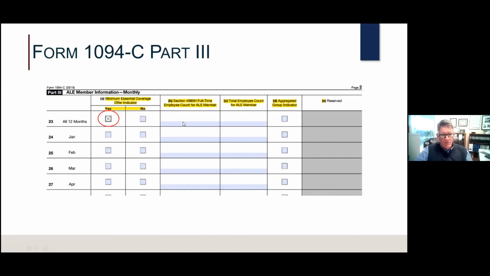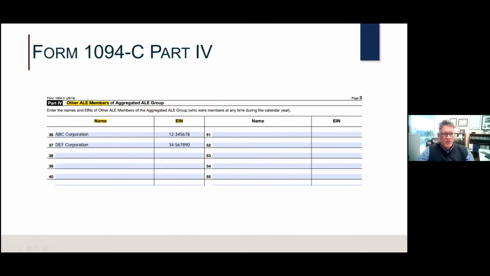Column B, your full-time employee count for the given month, and then your total employee count, that's full-timers plus part-timers, in column C. If you answered that aggregated ALE question on the first page, yes, the IRS wants to know which month or months you were in a controlled group. And then finally, if you were in a controlled group, the last page of the form requires you to provide the IRS with the name and the tax ID for the other companies that are in that same control group.